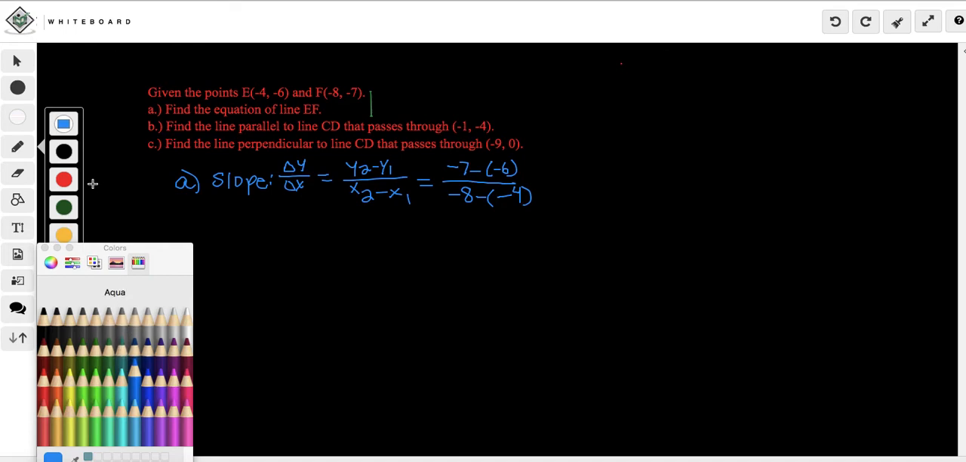So I'm going to change colors just so you can see the difference. We're going to change this to plus a positive and this to plus a positive. And then we'll go back to blue. And negative 7 plus 6 gives us negative 1 over negative 8 plus 4 gives us negative 4. So that means the slope is, these can both be positive because the negatives cancel out, right? So the slope is 1/4.